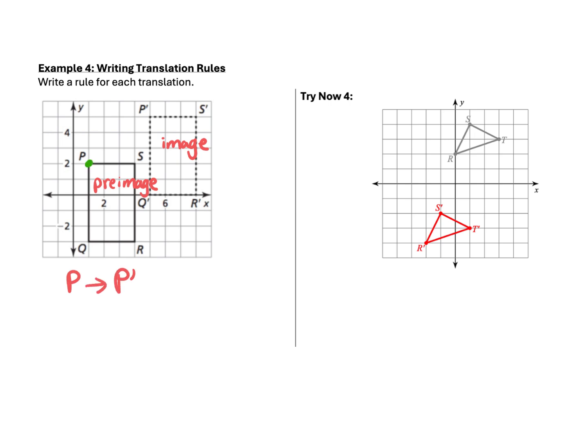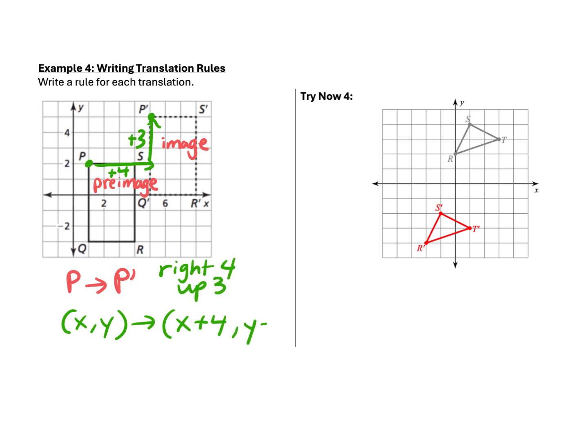So I'm going to start at P and I'm going to move to P prime. Notice that we have to go right 4. And then we have to go up 3. So a right 4 would be xy maps to x plus 4. That accounts for the right 4. And then y goes up by 3. That's a y plus 3. And there's our rule.